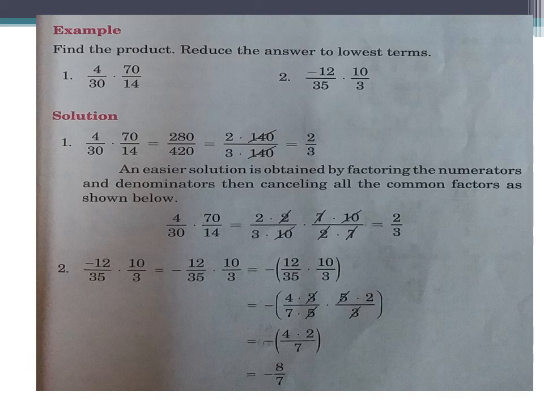Now, cancel out those common factors. For example, we have 3 for the numerators. We also have 3 for the denominators. We have 5 for the numerators. We also have 5 for the denominators. So, the remaining number is 4 times 2. That is 8, all over 7. Since the sign is negative, we have negative 8 over 7.